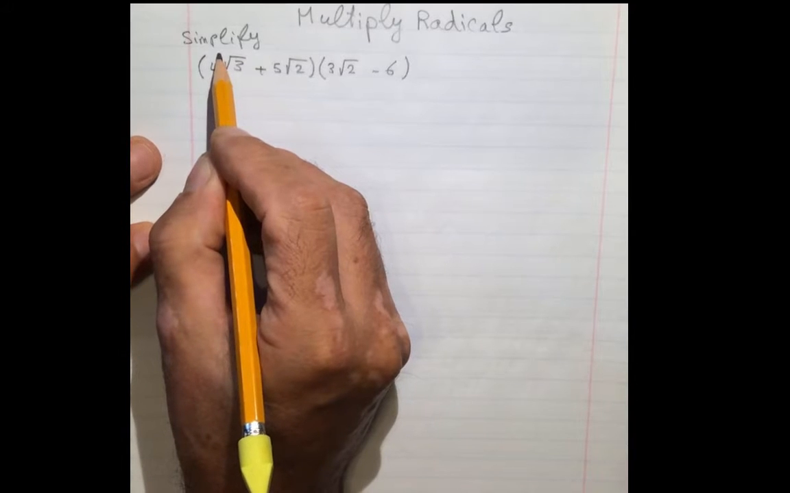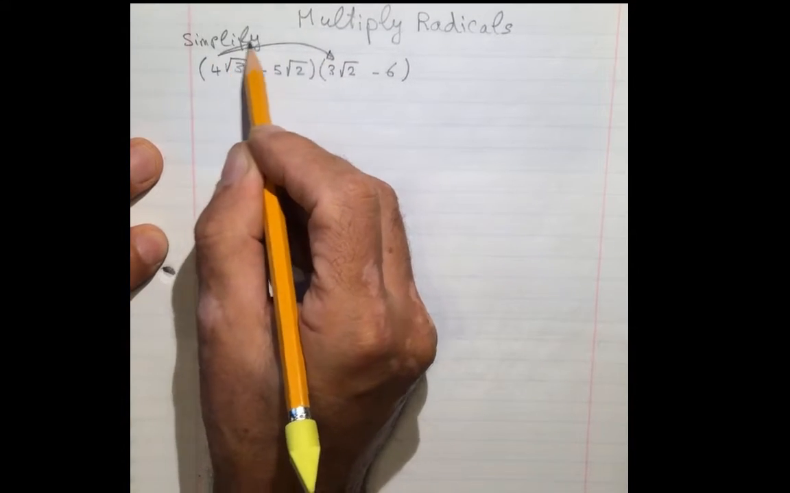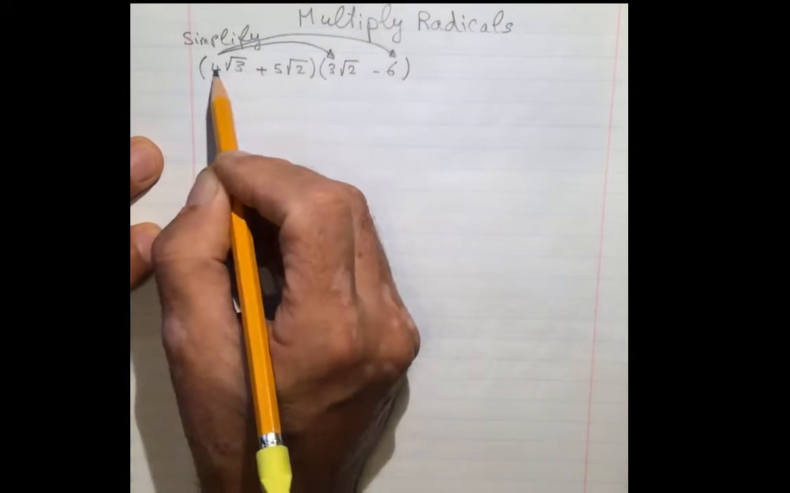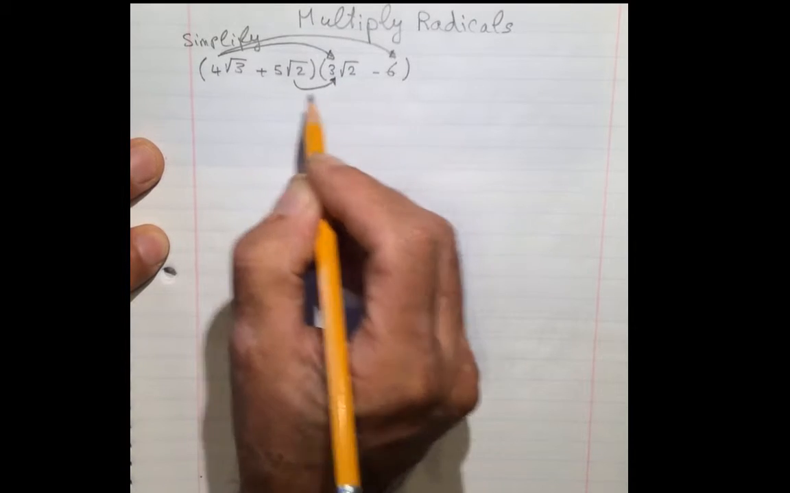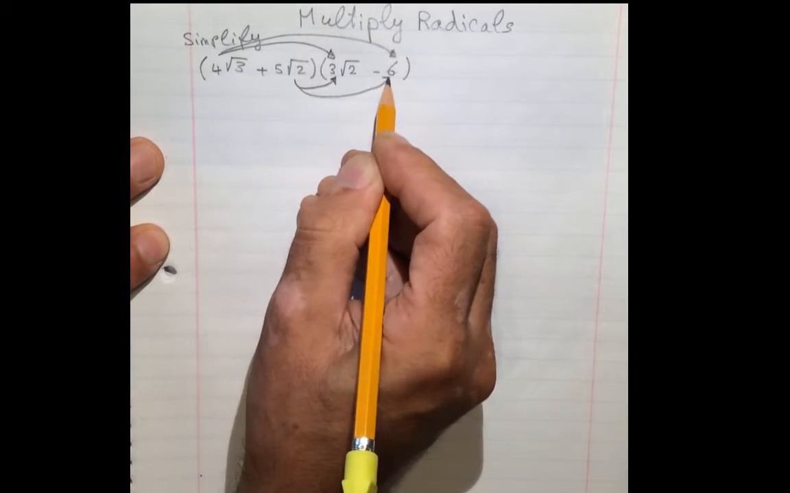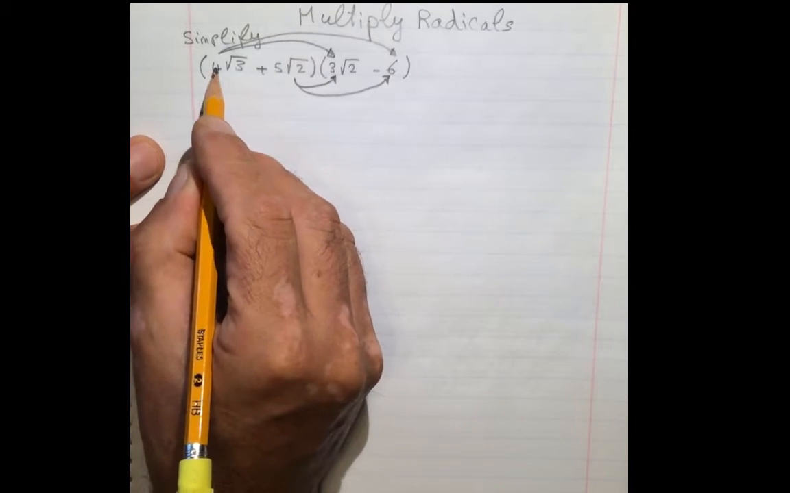We're going to do the first, then the outside, the first and the last, the outer. Then we are going to do the inner. Then we are going to do the last. So equals, we want to multiply this by this.